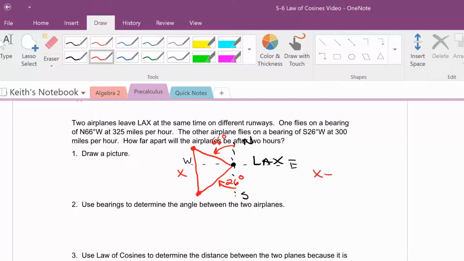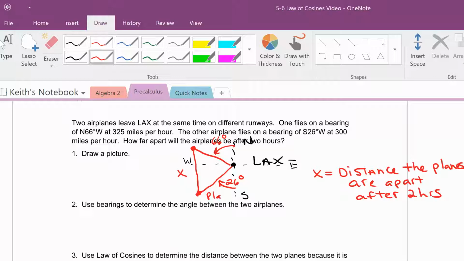And then you want to figure out how far apart they will be after 2 hours. So x equals the distance the planes are apart after 2 hours. And remember, this is plane 2, plane 1.